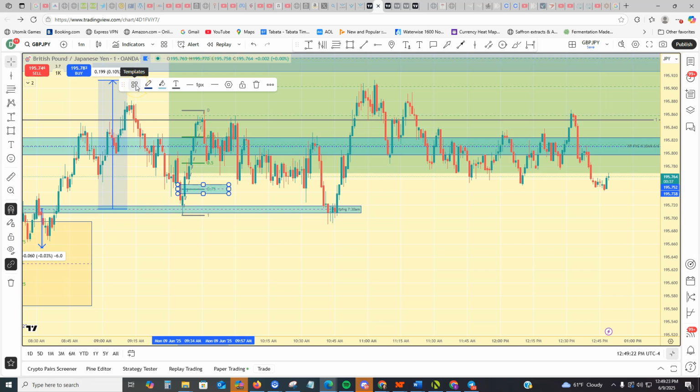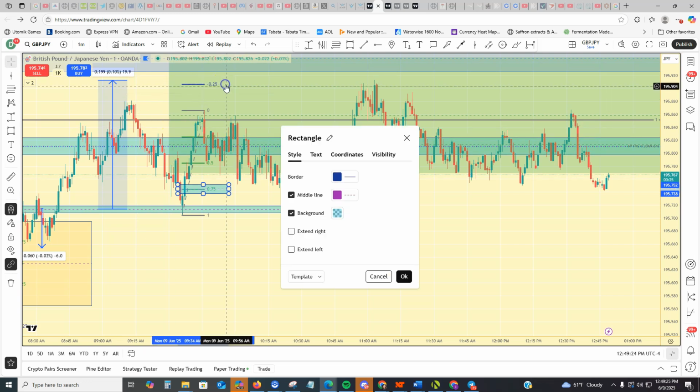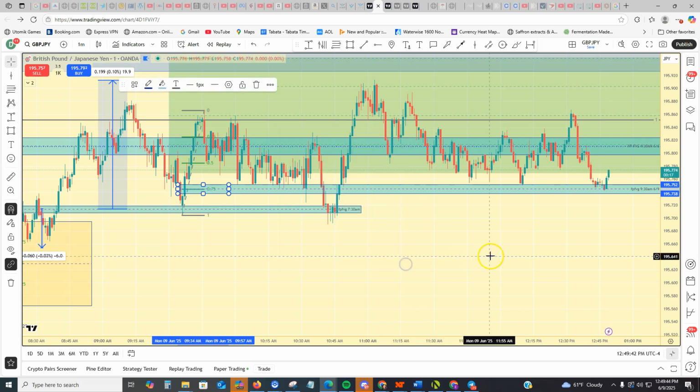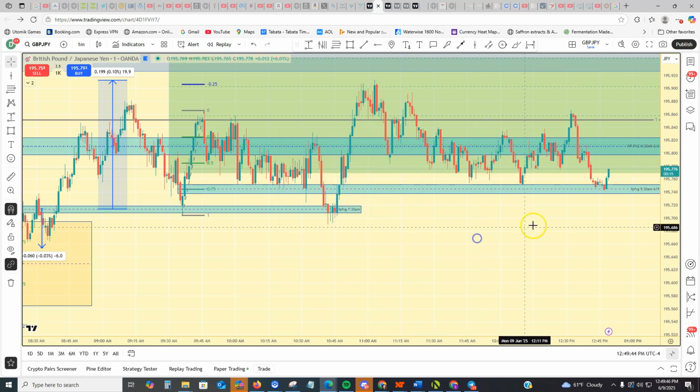Chart. Just extend it out. And for these, we put the date 6. Okay. There we go. We see how price works around these areas.